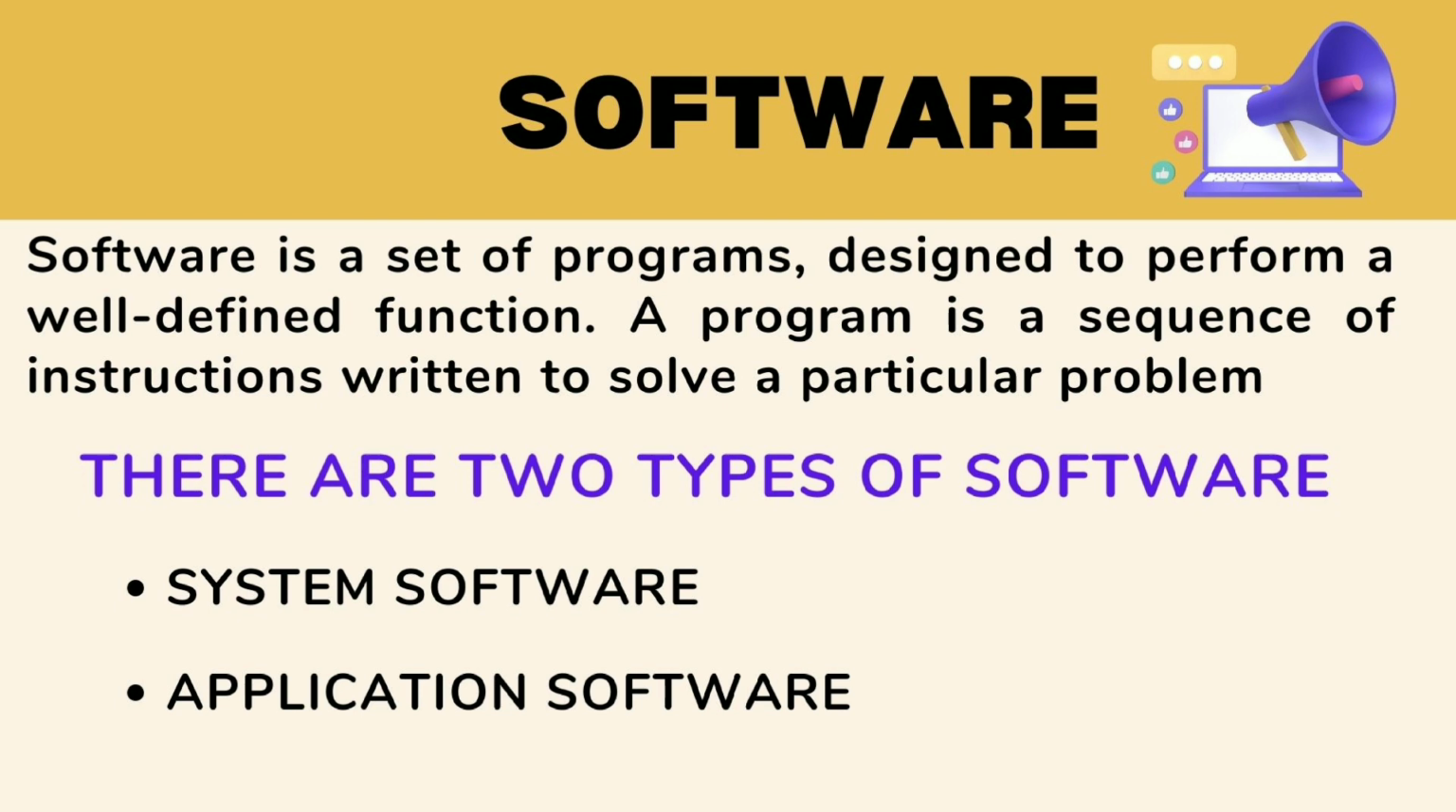Software. Software is a set of programs designed to perform a well-defined function. A program is a sequence of instructions written to solve a particular problem. There are two types of software: system software and application software.